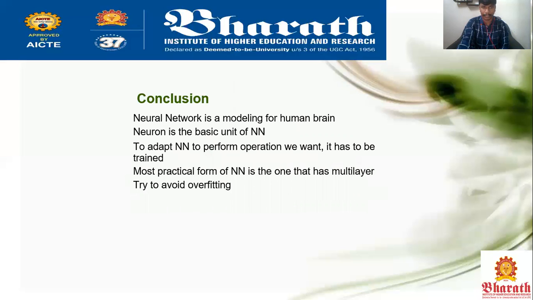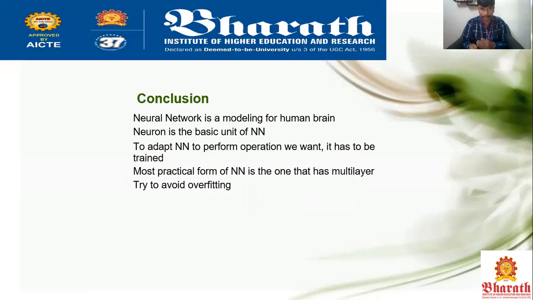And conclusion. Now we came to the conclusion of the introduction of neural networks. A neural network is a model of the human brain, where data is transmitted from the human brain to the human body as well as from the human body to the human brain. The neuron acts as the working, processing, and basic unit of a neural network, and it is used to adapt the neural network to perform the operation we need according to the output, and it will be trained accordingly by professionals. And the most practical form of neural network is the one that has multiple layers to avoid overfitting.